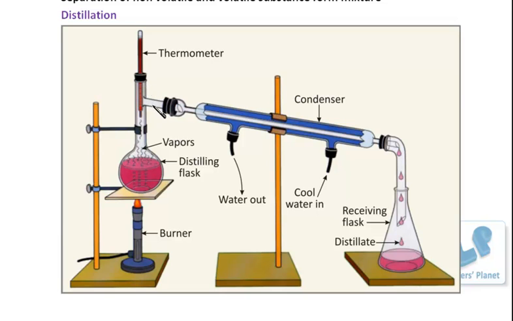The vapors are formed. They are passed through the condenser. Cool water is all the time flowing through the condenser. Say this is cool water coming in, it flows through the condenser tube, right? And the water which becomes hot comes out. This center one is the condenser tube. The water vapor passes through this condenser tube and is collected in the receiving flask. This is how distillation is done.